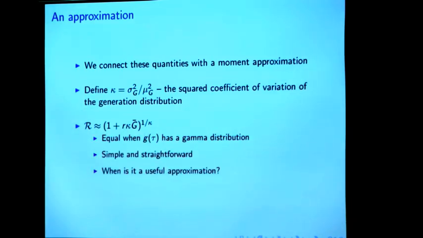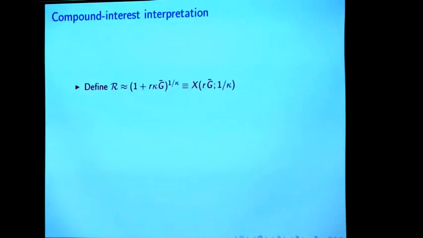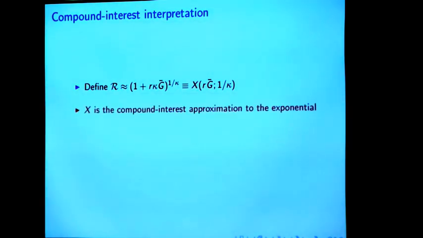And we can ask, what does it look like and when is it useful? So what it looks like is the compound interest interpretation of the exponential. And it spans all the way from the linear function that we think we understand to the exponential function that we think we understand, and with everything in between.